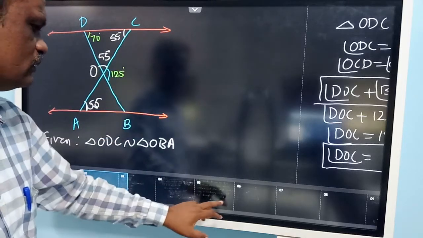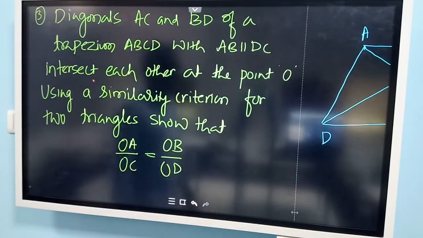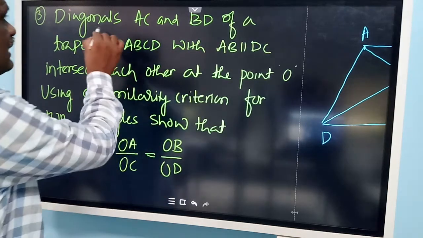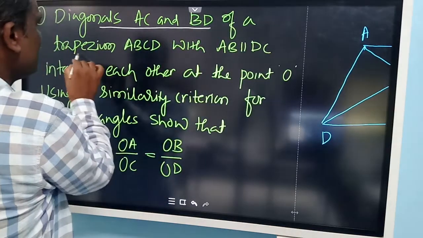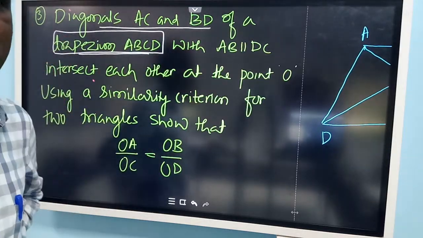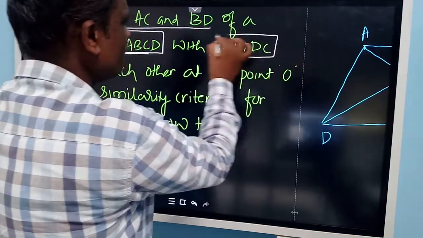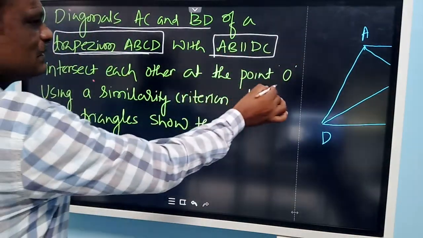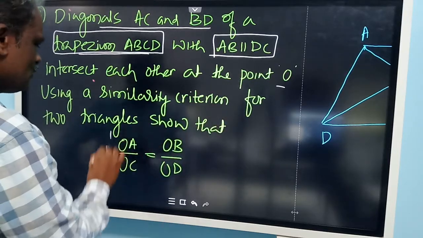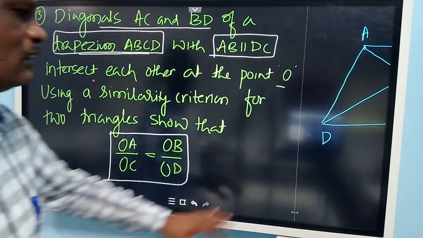Now let's go to the next question. Question number 3. Look at the diagram now. So here, diagonals AC and BD of a trapezium, given ABCD is a trapezium, remember that. Trapezium means one pair of sides are parallel, with AB and DC parallel. They intersect each other at the point O. Using similarity criterion of two triangles, show that OA by OC is equal to OB by OD.